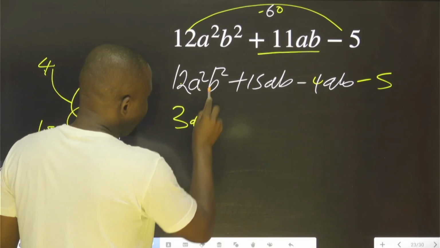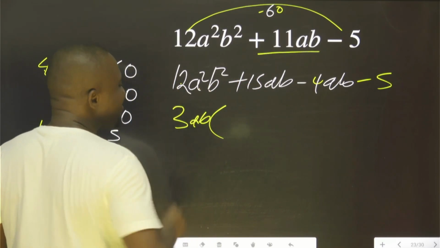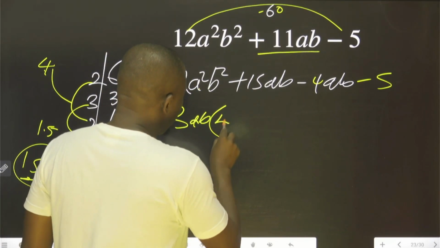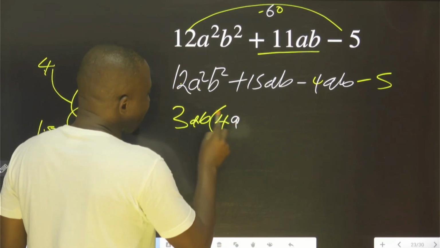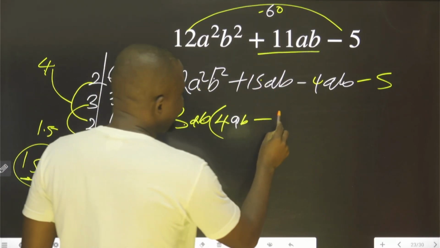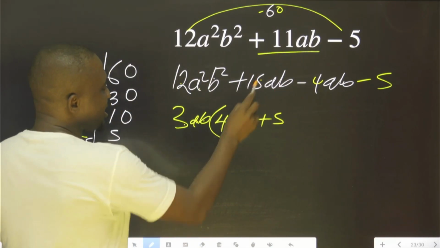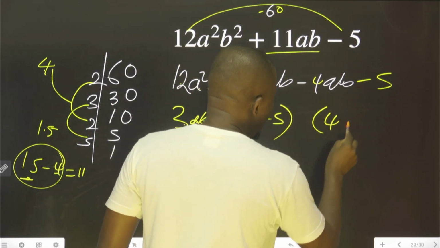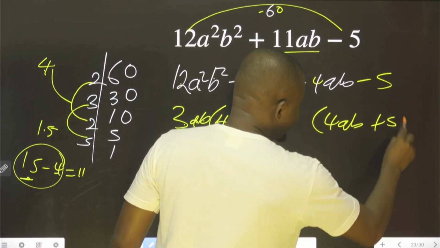AA, BB. 12 divided by 3 is 4. This divided by this is A. This is B. This one is 5. This and this will cancel. I will repeat this. 4AB plus 5.